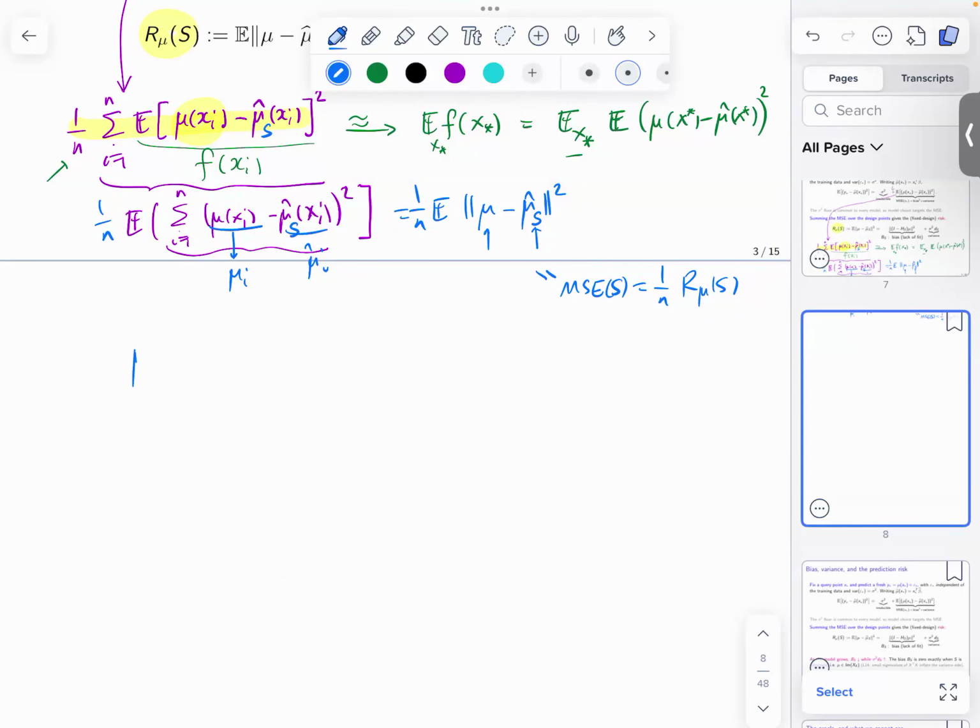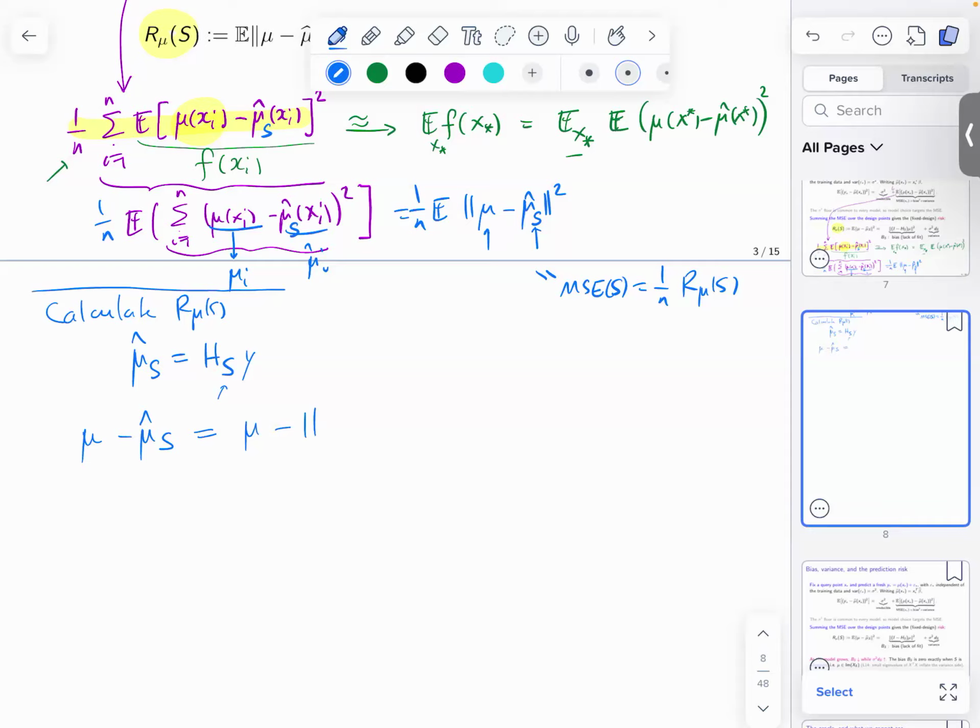Okay. Now let's calculate this quantity. So I know that mu hat S is, calculate R mu of S. What is mu hat S? I'm going to help you. It's just H of S times y. Remember, it's a projection matrix of the model, which I'm writing like this because it depends on the predictors, times y. So if I look at mu minus mu hat S, that's the quantity we have to look at.